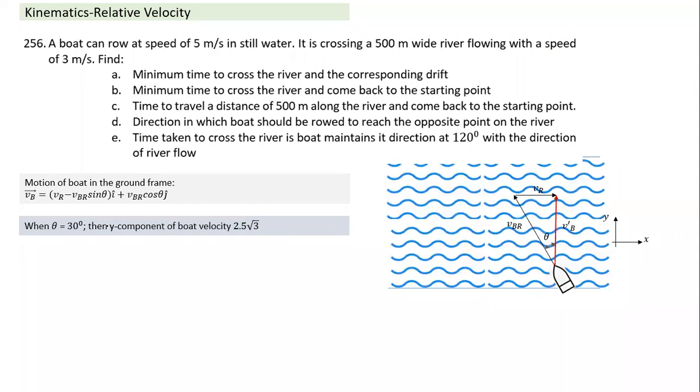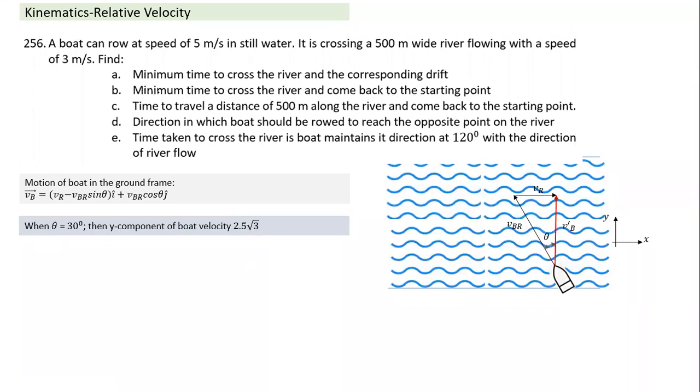All I need to do, again using this expression sine 30, I can find out. In that case, this angle is given as 30. We'll find out what the y component velocity is. The y component velocity will be equal to VBR cos 30, which is equal to 2.5 root 3. So time taken will be equal to 500 divided by this expression.